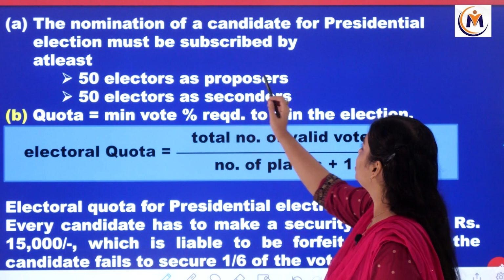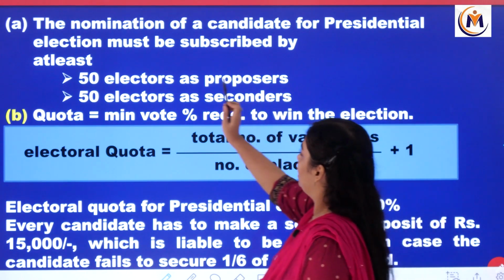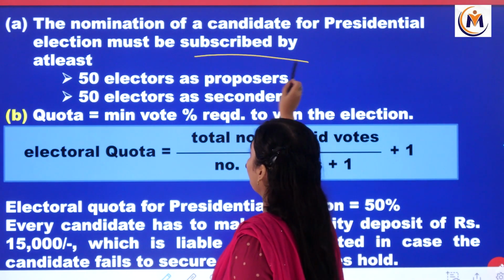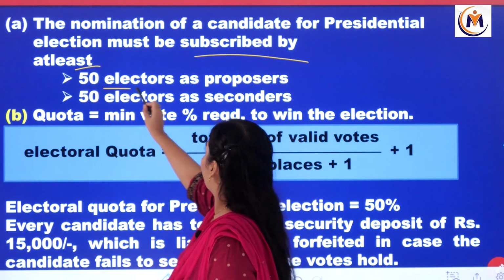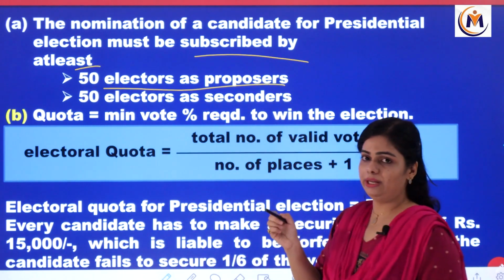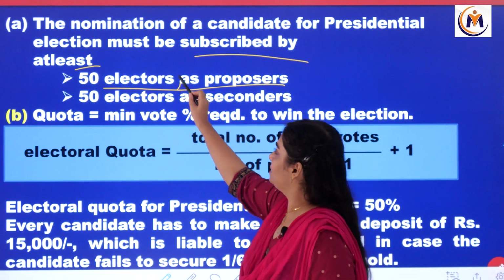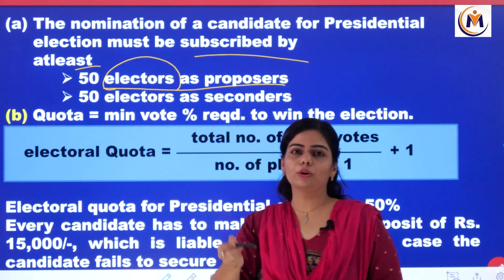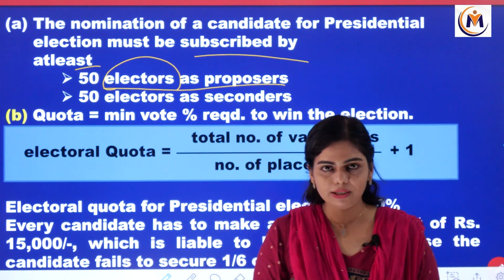What is that provision? The nomination of a candidate for presidential election must be subscribed by at least 50 electors as proposers, which means these 50 electors, members of the electoral college who are choosing our President of India.